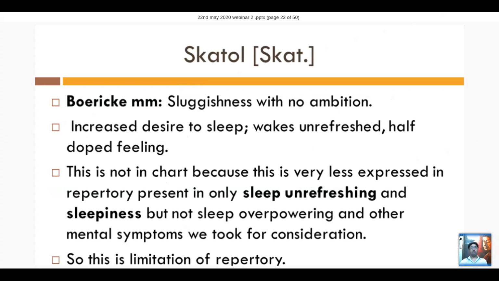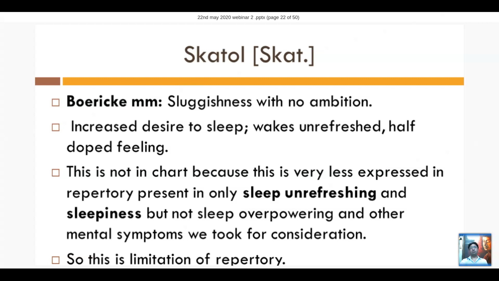Now, if you go to the Materia Medica, it is written in Boericke: sluggishness with no ambition. And that is what the patient is talking about. I took the rubric indolence, work aversion to. But it is written in the Materia Medica and is not referred to in the repertory. Another thing, it is written: increased desire to sleep, wakes unrefreshed, half-dopey feeling. This remedy is not in the chart because it is very little expressed in the repertory.